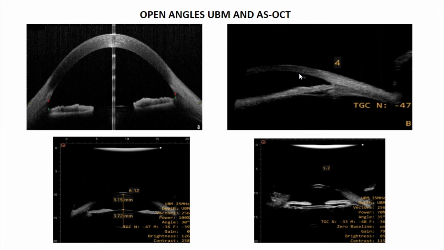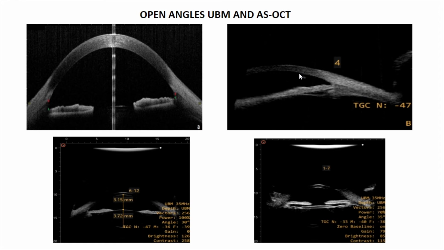This is a UBM picture showing us open angles, and this also shows open angles. That's not ASOCT, that's UBM. UBM, sorry. Yeah, UBM image showing us open angles. In this image also, we can see open angles are present. And that's pseudophakic. Yeah, pseudophakic. You have to get as much information from the imaging, okay?